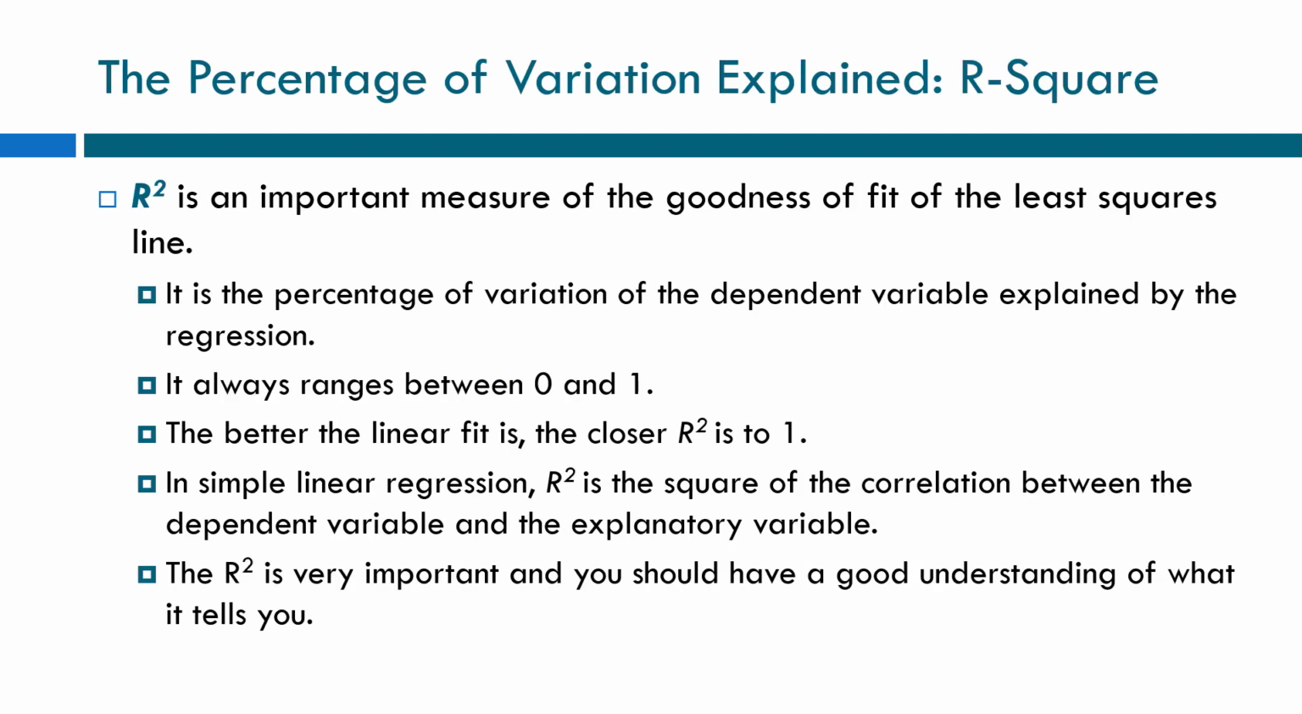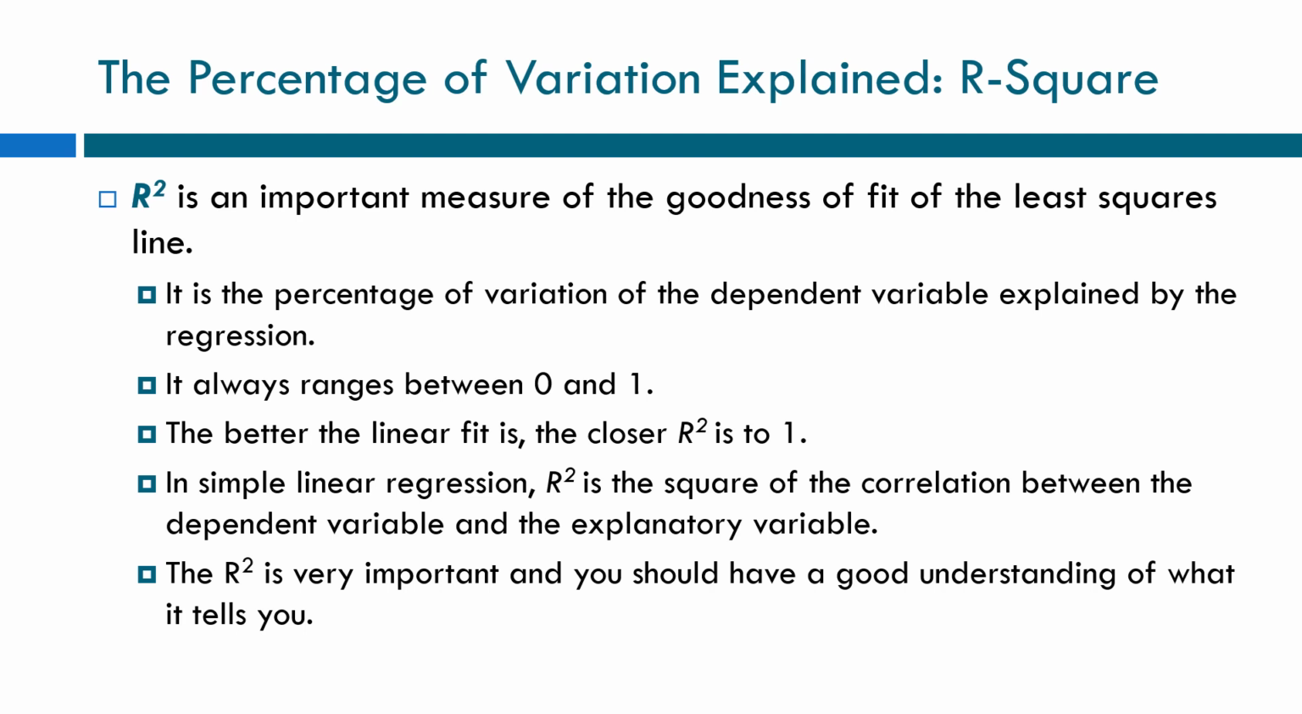Your R-squared is a measure of goodness of fit. It is the percentage of variation of the dependent variable that is explained by the regression, and it is always between 0 and 1. Remember, your R value, which is your correlation coefficient, can go down to -1, but because we're squaring it, the R-squared is always a positive number between 0 and 1, and the better the linear fit is, the closer the R-squared will be to 1. In a perfect regression, R-squared would equal 1.